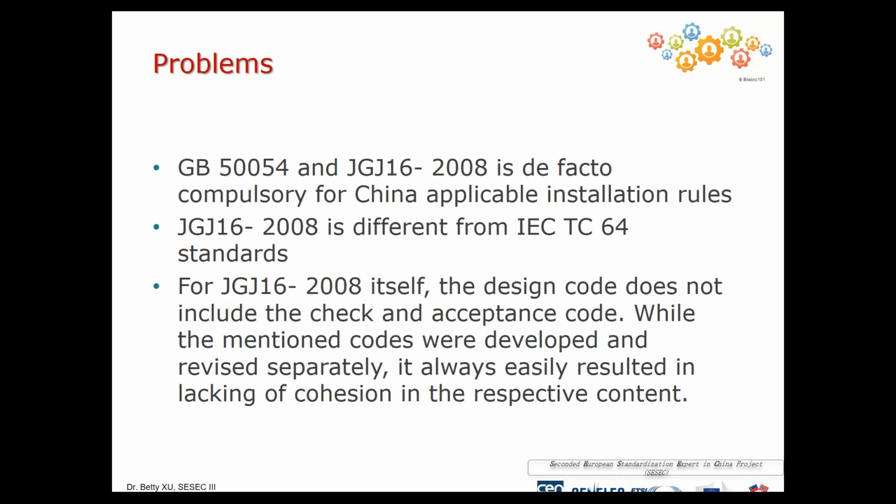And also, even for the JGJ16 standard itself, there are some conflicting issues. For example, the design code here does not include the check and acceptance code. So sometimes when you design according to JGJ16, and after the building was built, the companies check and accept the electrical installations, they use different standards, and sometimes the standards are conflicting. It also causes a lot of problems here. Because these two or three standards are developed and revised separately, the problems also happen here.